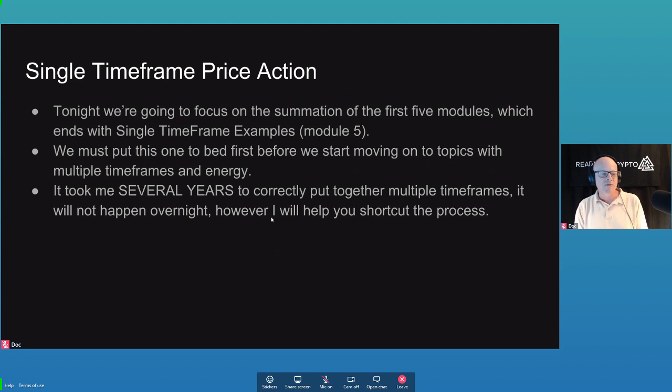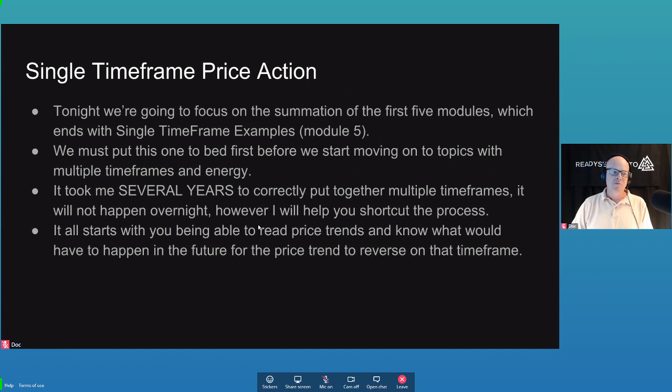It took me several years to correctly put together multiple time frames. It really did. I got really confused until I figured it out, and hopefully I'm making it simpler for you. I will help you shortcut the process of multiple time frames. It won't happen overnight, so don't try to rush it. It will come, and I'll help you. Next week, we'll start working on multiple time frames. So next Tuesday night, multiple time frames. Here we come. Tonight, single time frame.